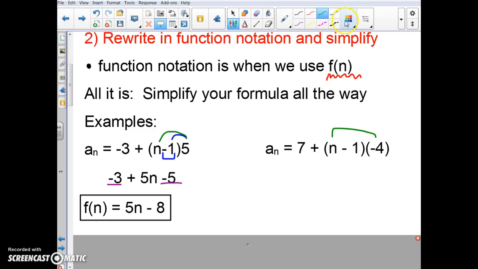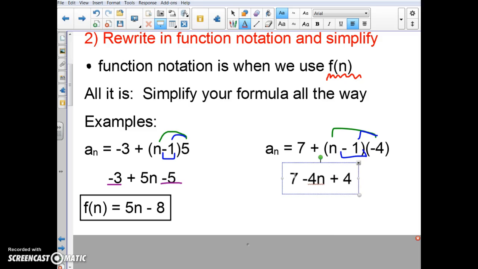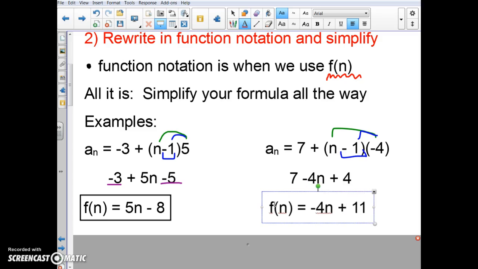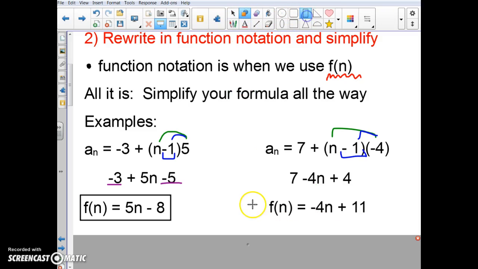I have to distribute my -4. I'd have to distribute my -4 to our -1 here. So then we have our 7, and we have our -4n, and we have our +4. So then for that final answer, we need our f of n to equal that -4n, because we always put our variable terms first, plus 11. And then we know that we're good to go because we have our function notation f of n there.